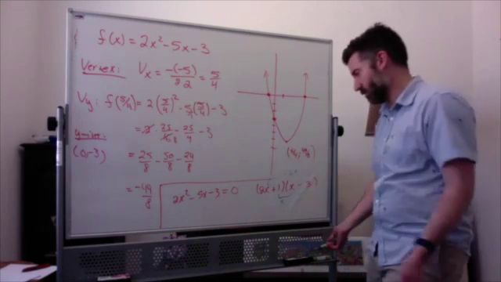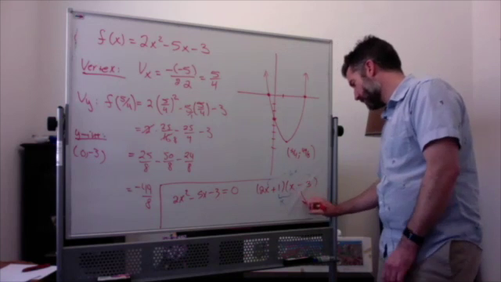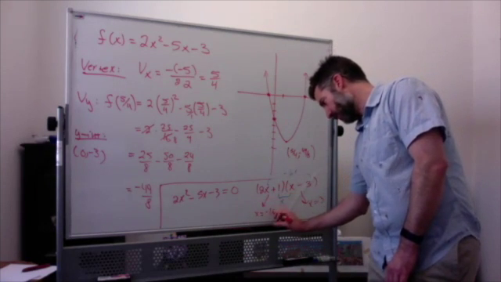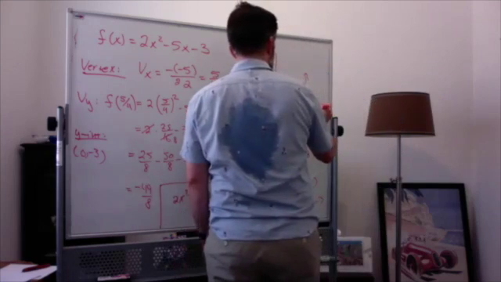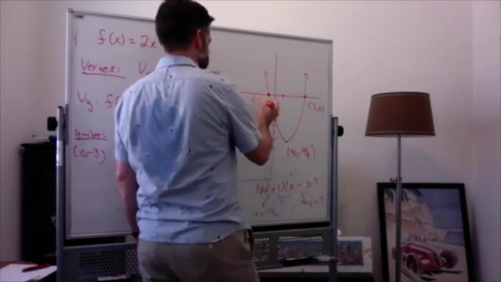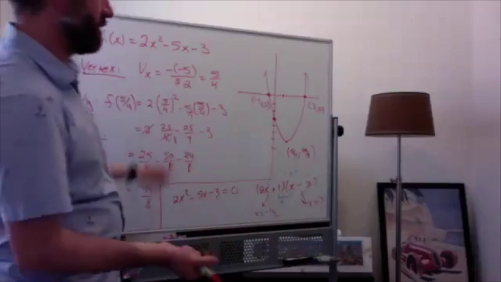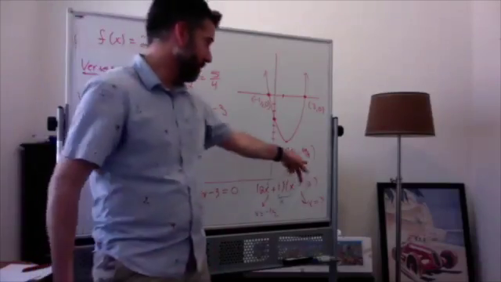There are other ways to do this. So we're going to get x equal to 3 and x equal to negative 1/2. So that's how we would graph this one. And this one would have a minimum value of negative 49/8.